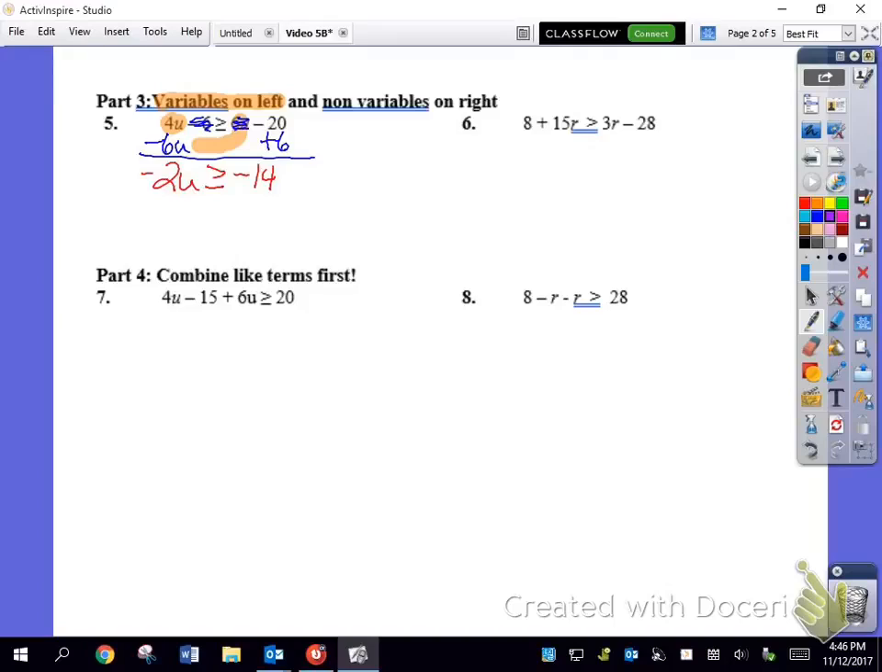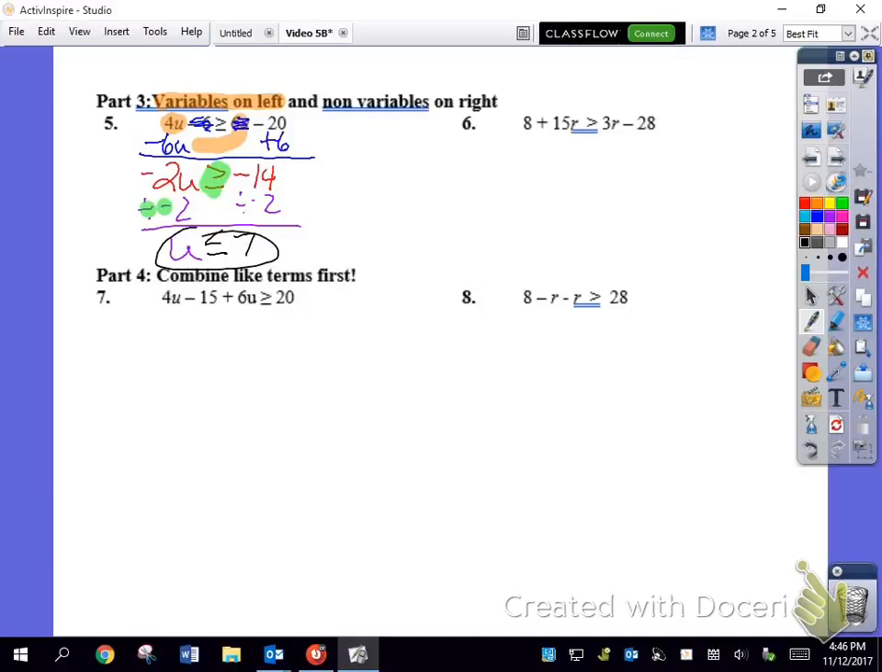The opposite of multiplying is to divide. So you're going to divide by negative 2. So u, and when you divide by a negative, you have to flip that inequality. So u is less than or equal to 7, and that's your answer.